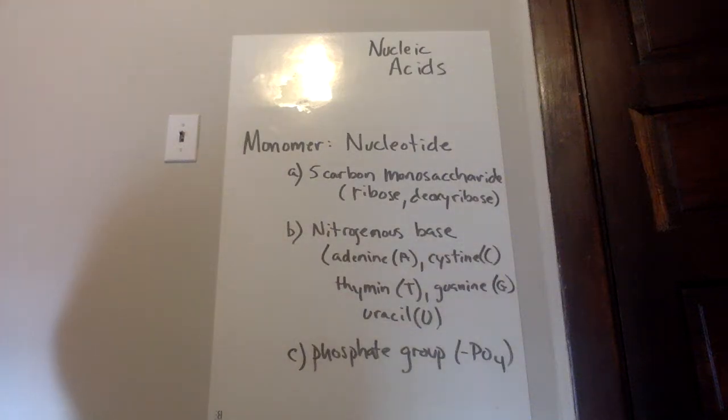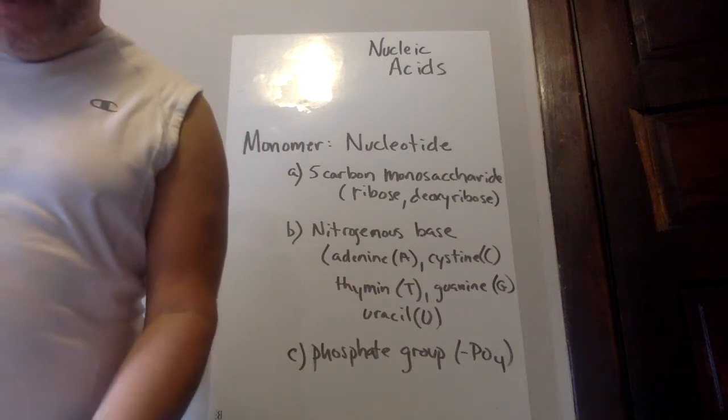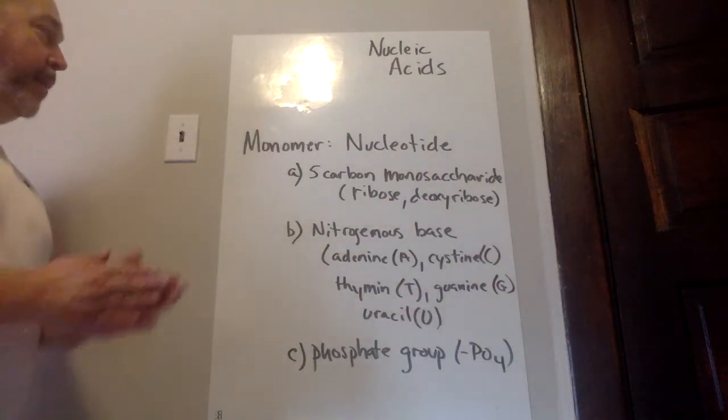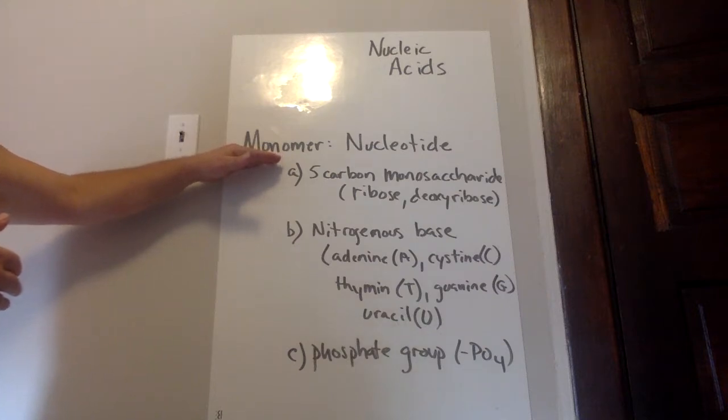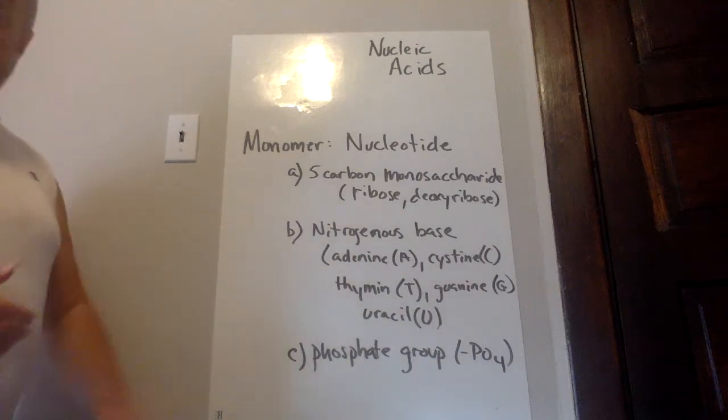The last macromolecule group is the nucleic acids. So like all the others, we're going to go through the different parts. The name given to the monomer of a nucleic acid is called a nucleotide. And a nucleotide has 3 different parts.